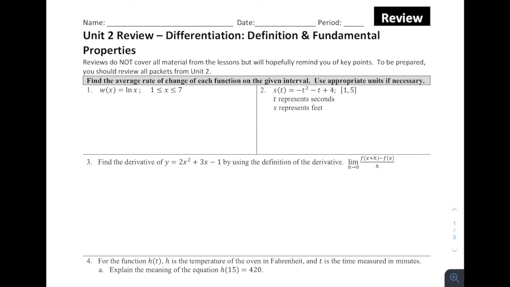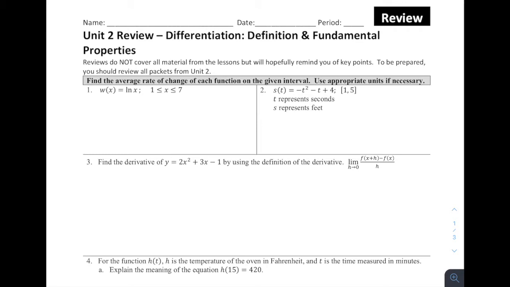All right, everybody, we're getting into the Unit 2 review on this chapter on differentiation, talking about the definition and the fundamental properties of those derivatives and derivative rules. We're trying to get ready for our Chapter 2 test, and so we've got this review sheet, which we're going to go over in detail. As usual, the solutions are also posted with this video. Check those out, and you're welcome to skip around in this video if there's a particular topic that you want to see for review.